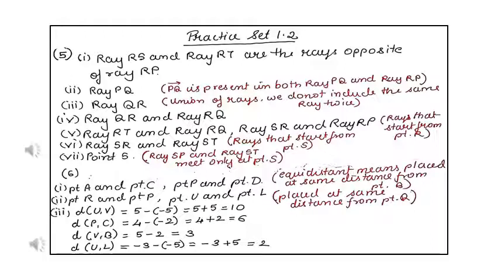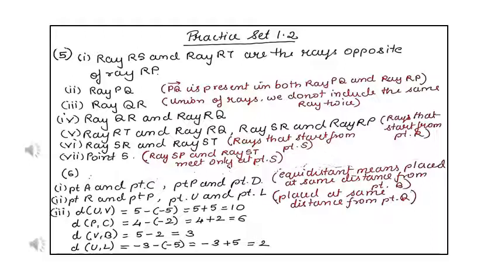Okay, let us start with question 5 of set 1.2. Here they have given us figure 1.13. You can refer the earlier slide for the figure. They have given us points T, S, R, P, Q. Based on this figure, they have asked us few questions which we are going to solve now.